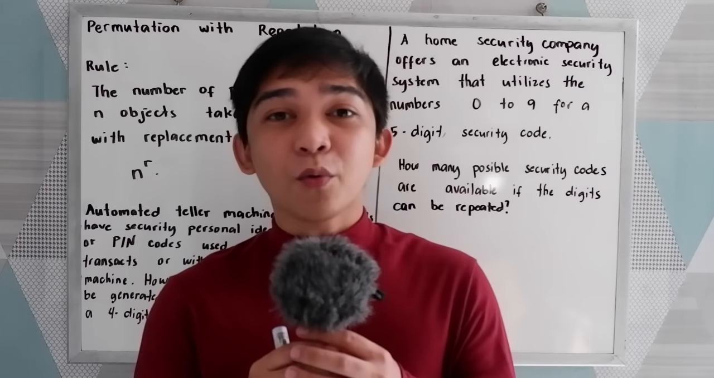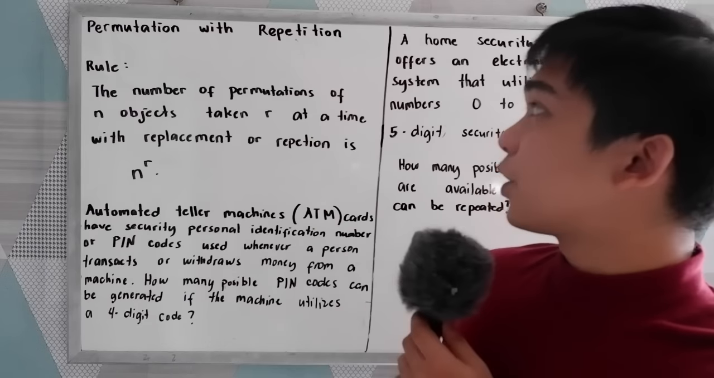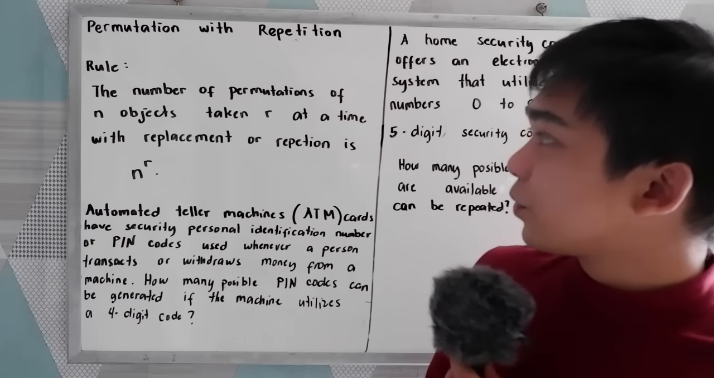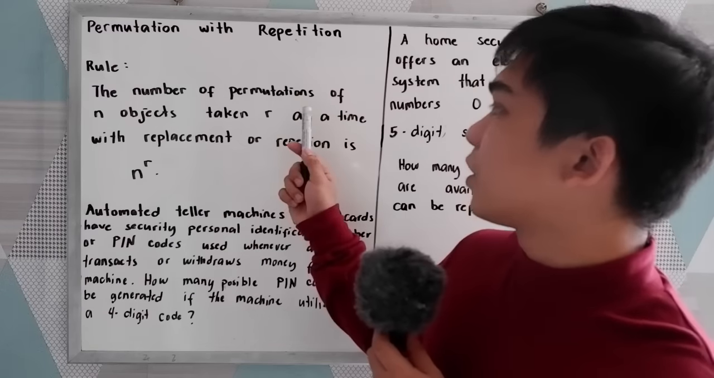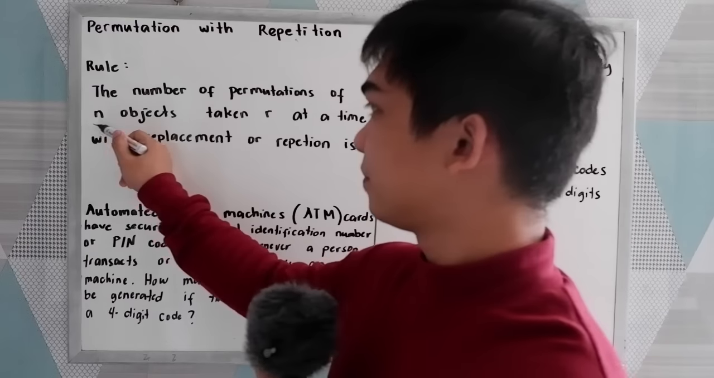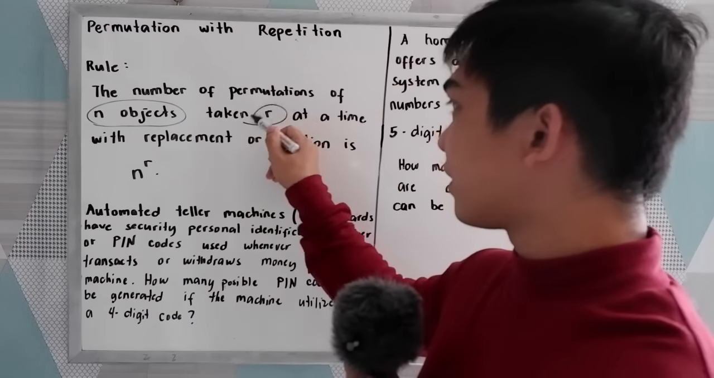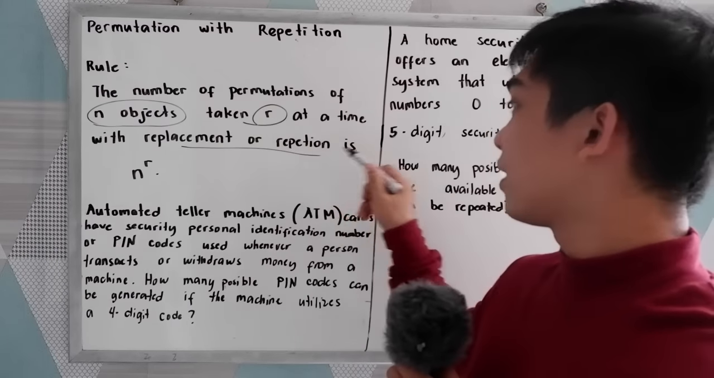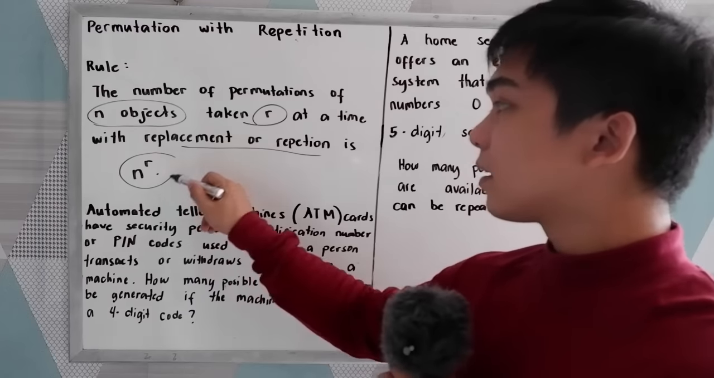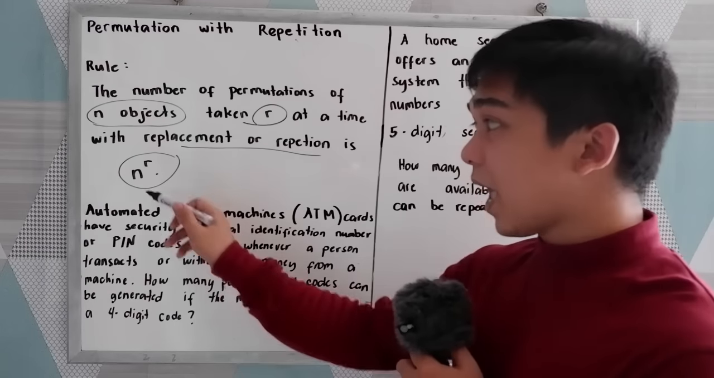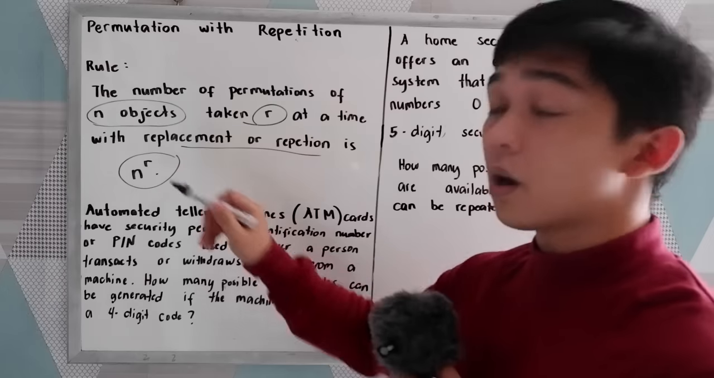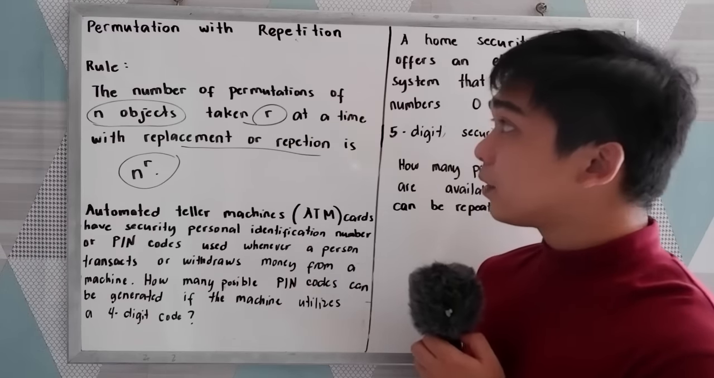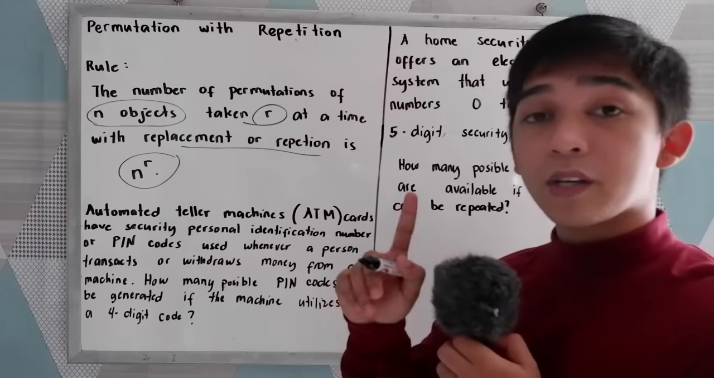Good day, everyone. Today, I will be discussing permutation with repetition. So our rule in this kind of permutation is that the number of permutations of n objects taken R at a time with replacement or repetition is n raised to R, where n is the number of objects taken R at a time. Now, to apply our rule in permutation with repetition, let's have our example number one.